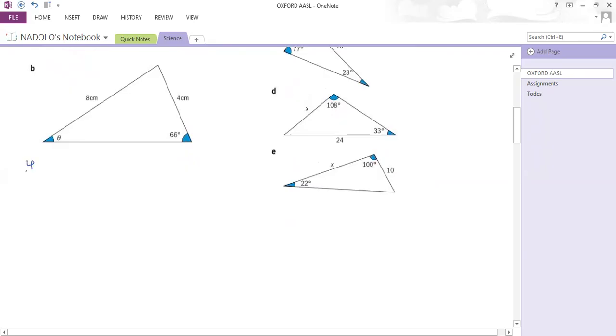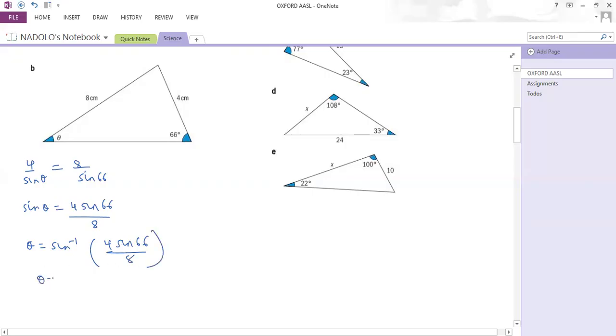We can say 4 divided by sine theta should be the same as 8 divided by sine 66 degrees. Cross multiply, you'll get your sine theta as 4 sine 66 divided by 8. And if you want to obtain theta, you do sine inverse of the answer you get on top. So when you do that using your GDC, you should be able to get your answer as 27.2 degrees.